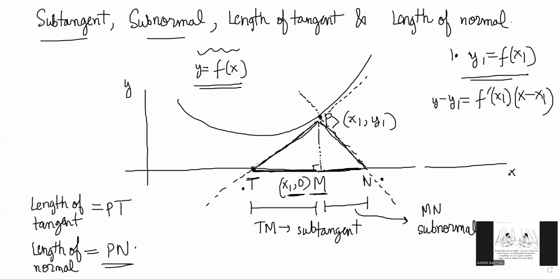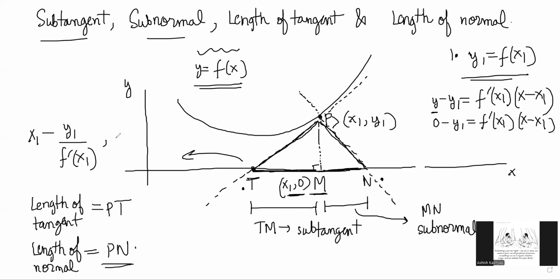So when will it intersect the x-axis? When y will be 0, right? So if you put y equal to 0 here, 0 minus y1 is equal to f dash x1, x minus x1, and you are getting x equal to minus y1 by f dash x1 plus x1. So this coordinate becomes x1 minus y1 by f dash x1, comma 0. Do you understand that that is your T?